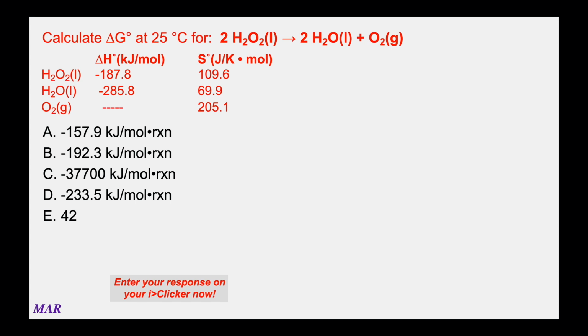Okay, in a problem like this, you want to find delta H, products minus reactants. You also want to find delta S, products minus reactants. Then you're going to combine your delta H and delta S into the Gibbs energy equation, delta H minus T delta S equals delta G, and that'll give you the answer.